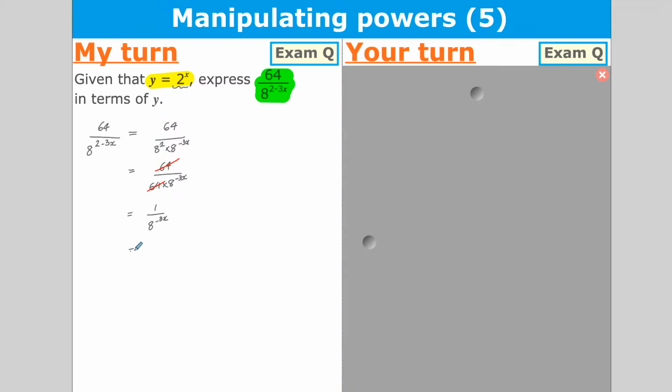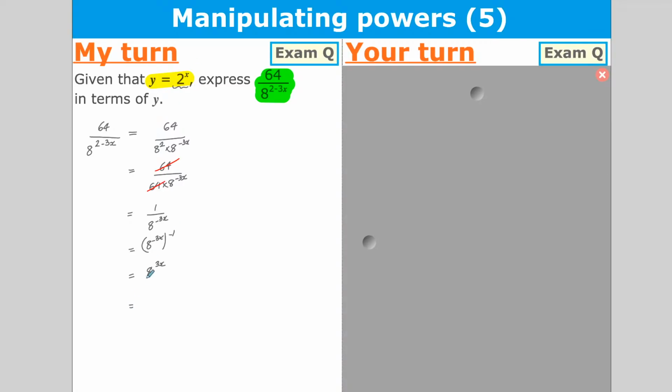Okay, which is 8 to the power of negative 3x to the negative 1, because it's 1 over that. So I can write that as what was on the bottom to the power of negative 1, which simplifies to 8 to the power of negative 3x times negative 1, which is positive 3x. Now, you might go, well, how's that helping us, sir? It's not. Y was 2 to the power of x.